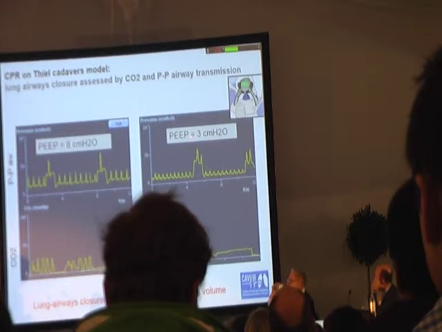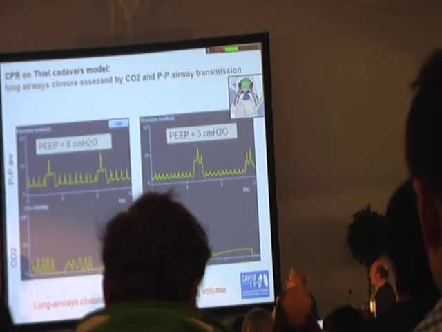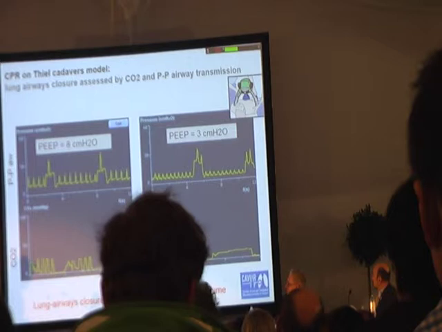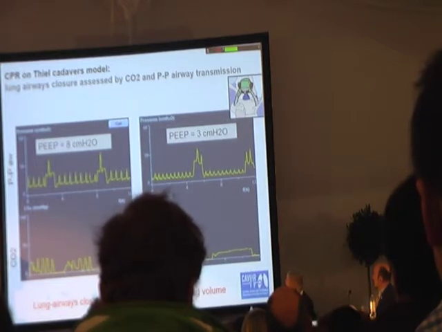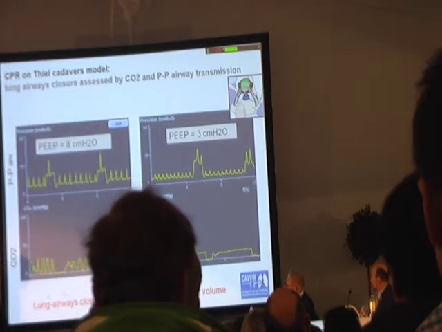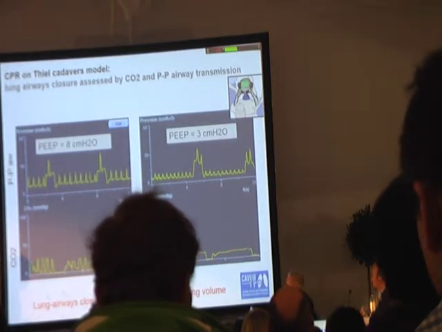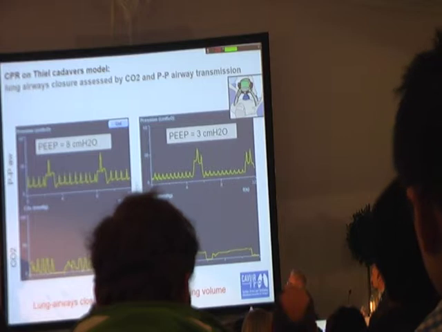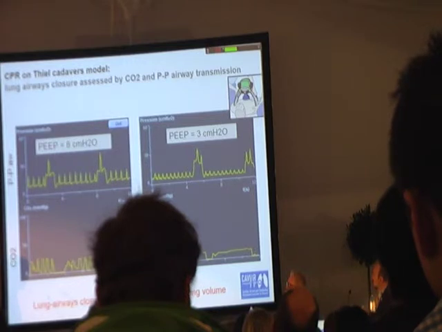When we decrease the PIP level to 3 centimeters of water, there is a significant decrease of the transmission of the airway pressure, but also a significant change of the pattern of CO2 during chest compression. Oscillation disappears, and the CO2 pattern is like this, suggesting that this change is directly due to the reduction of lung volume and the lung airway closure.